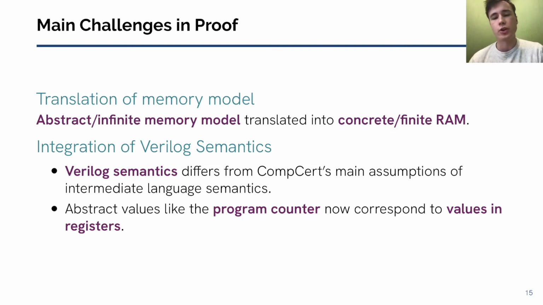So, for example, the call state will basically set the reset high so that the module will start in a known state. And so then abstract values like the program counter need to also correspond to explicit values in the registers in Verilog as we execute the whole module in one go.